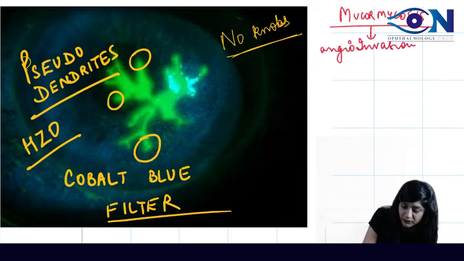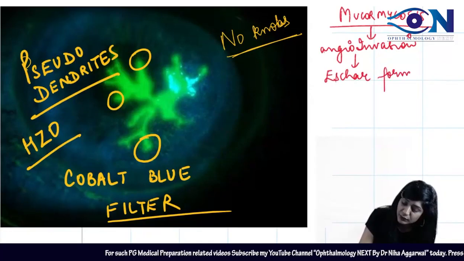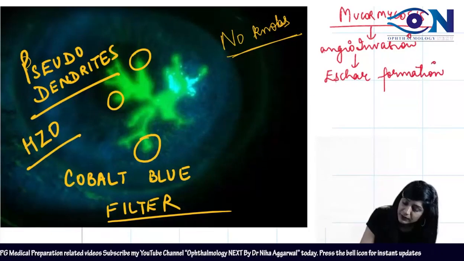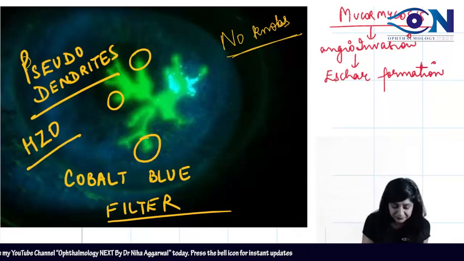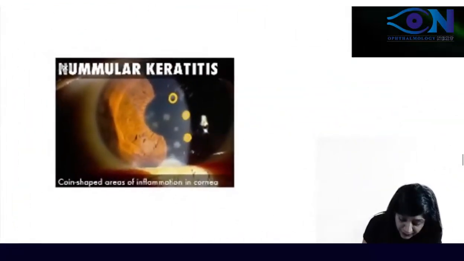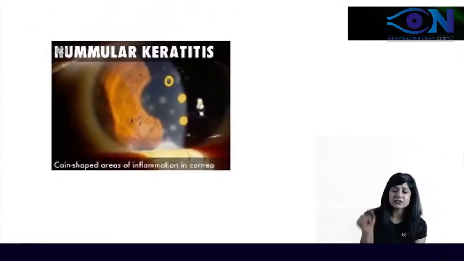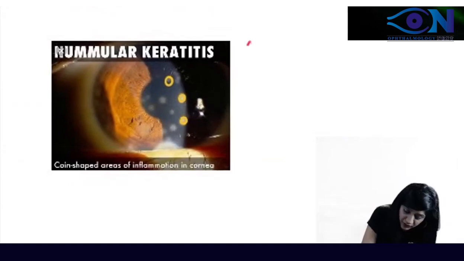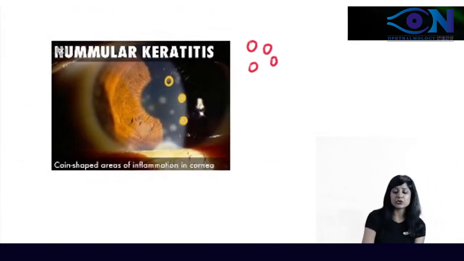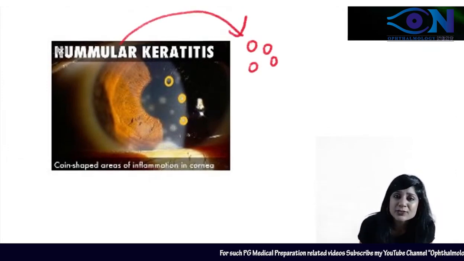In the angio invasion, there you will have the eschar formation, a very, very important thing, a blackish area. Eschar formation will be there. Okay? Yeah, so I asked you what is the characteristic feature of herpes zoster. So it is these small, coin-like areas. When you are having these, or the disciform areas, this is called nummular keratitis. This is actually characteristic of herpes zoster.